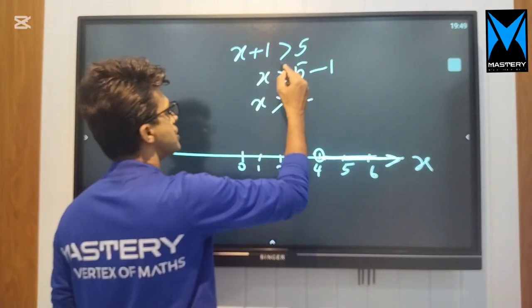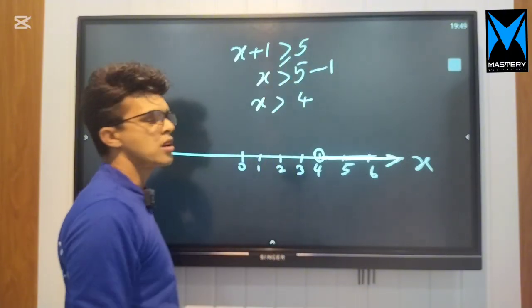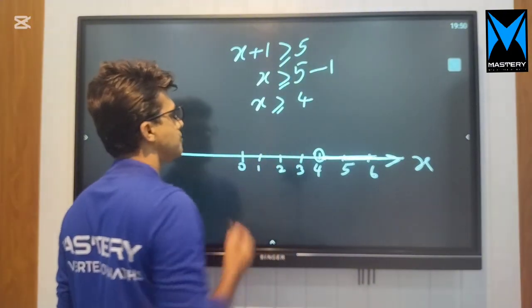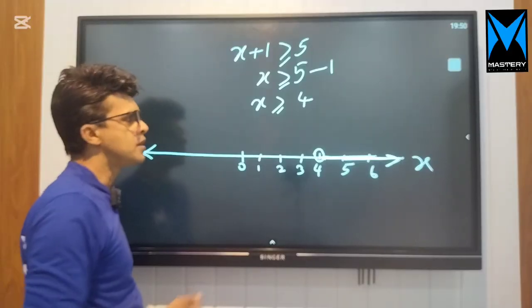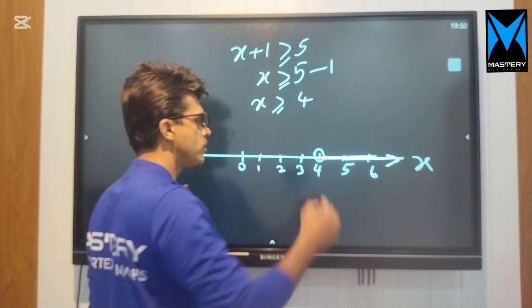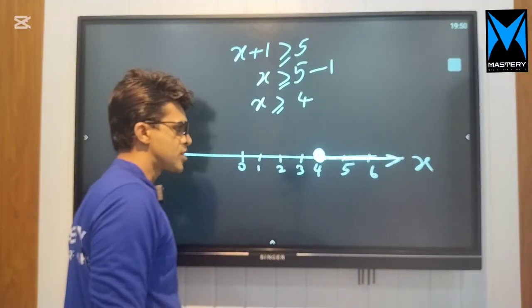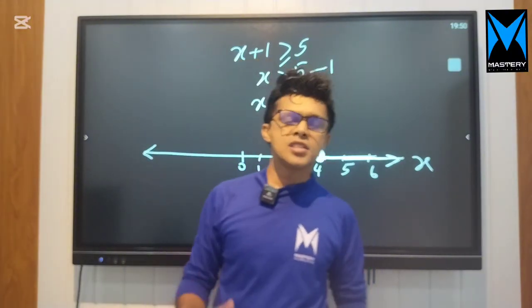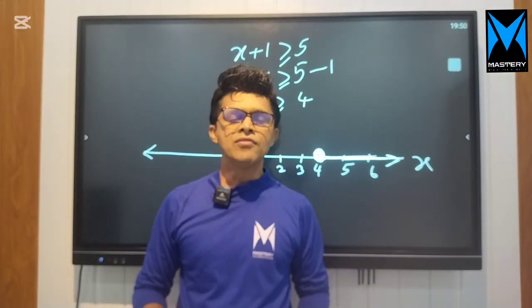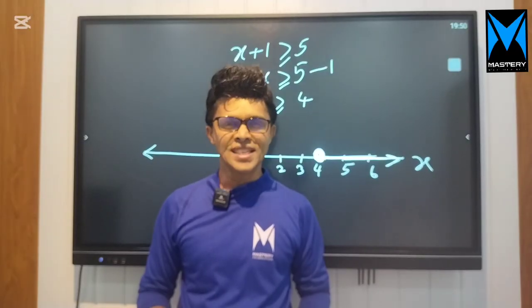Then if this one is given as x plus 1 greater than or equal to 5, then eventually x is greater than or equal to 4. Then you need to color this circle. Okay, you need to color this one. So these are the parts that you need to learn in this segment of inequalities.